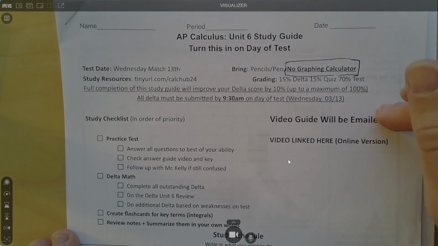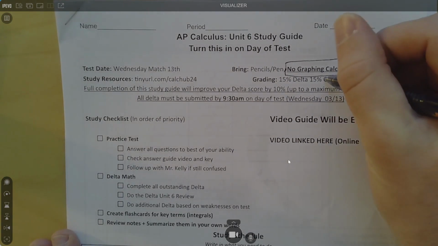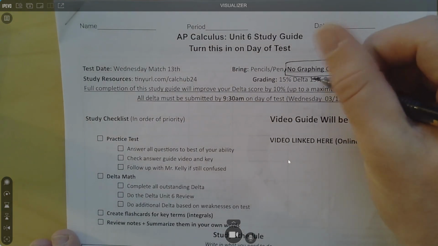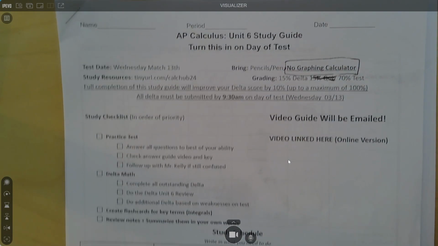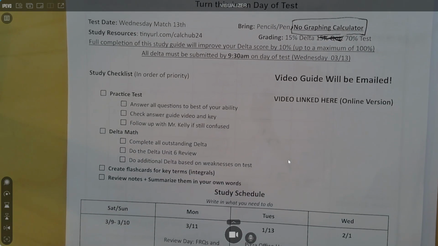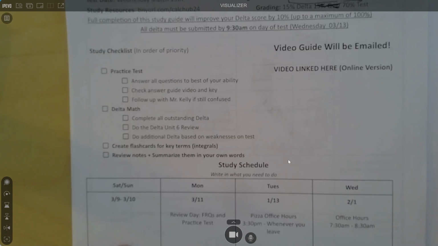Turn this in for 10%. Ignore this quiz thing here, the quiz is not part of the grade. Okay. And study checklist, you guys know the rules.